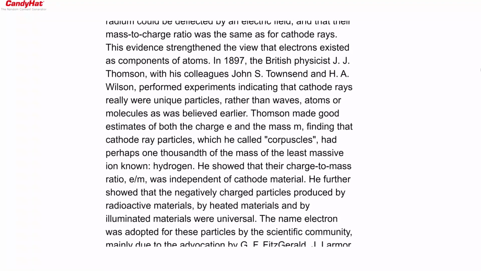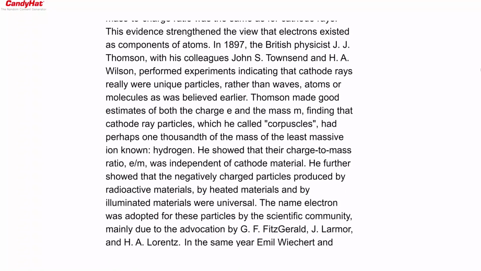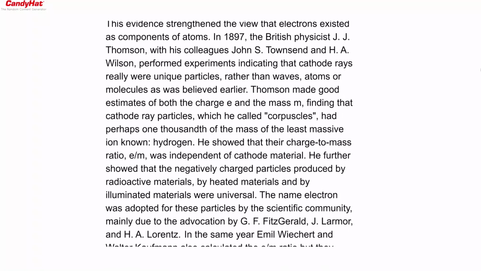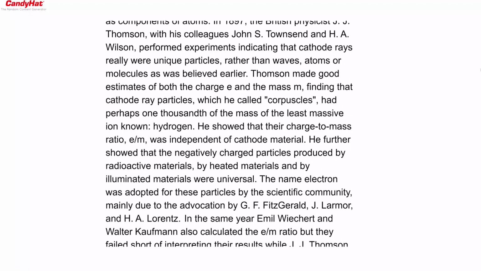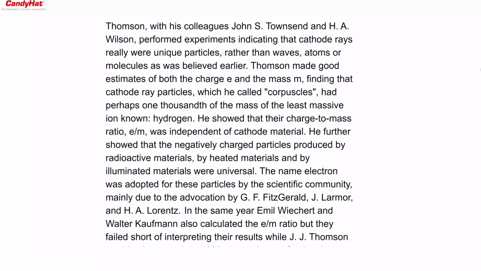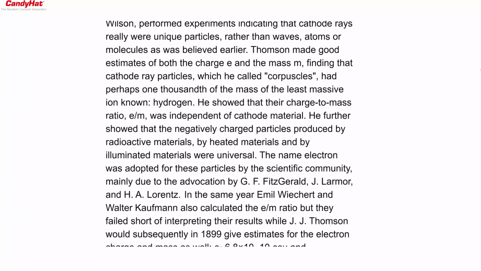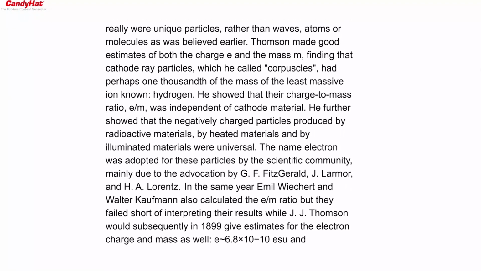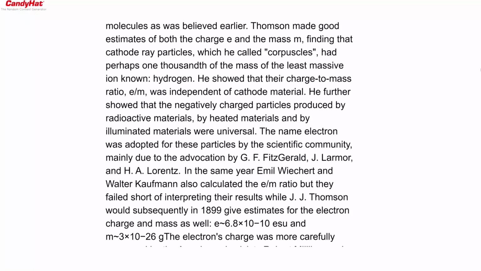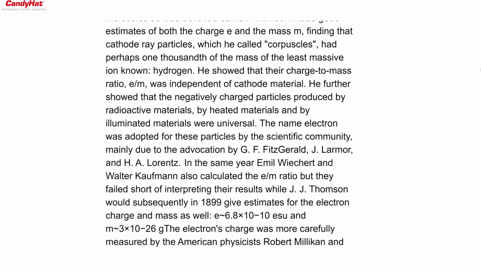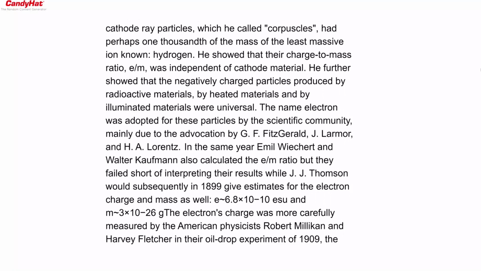universal. The name electron was adopted for these particles by the scientific community, mainly due to the advocation by G. F. Fitzgerald, J. Larmor, and H. A. Lorentz. In the same year, Emil Wiechert and Walter Kaufmann also calculated the e/m ratio, but they fell short of interpreting their results, while J. J. Thomson would subsequently in 1899 give estimates for the electron charge and mass as well: e of 6.8 times 10⁻¹⁰ esu and m of 3 times 10⁻²⁶ g.